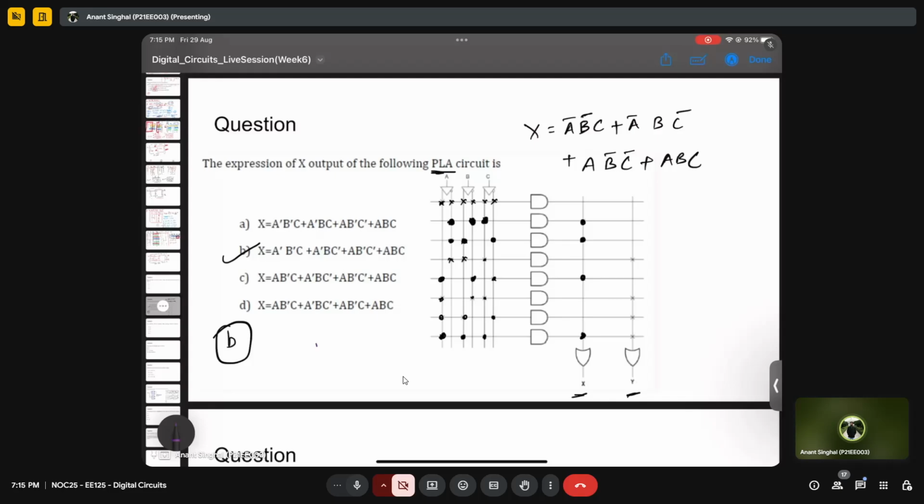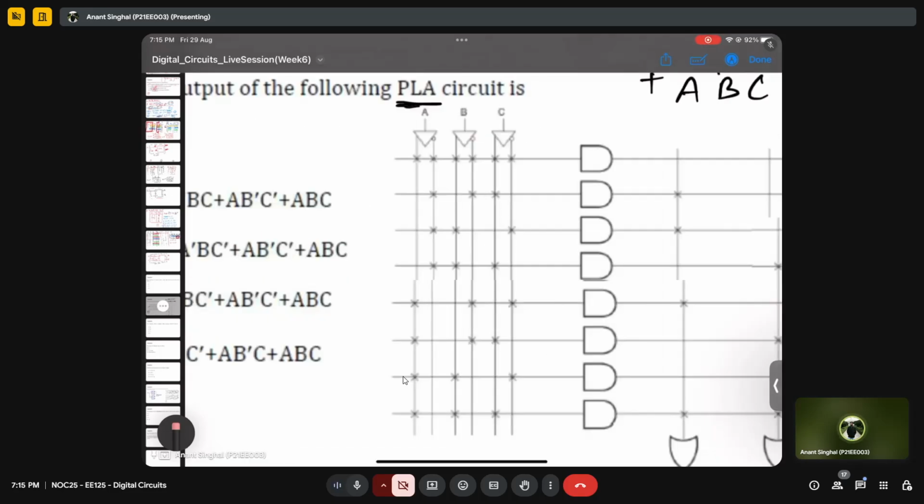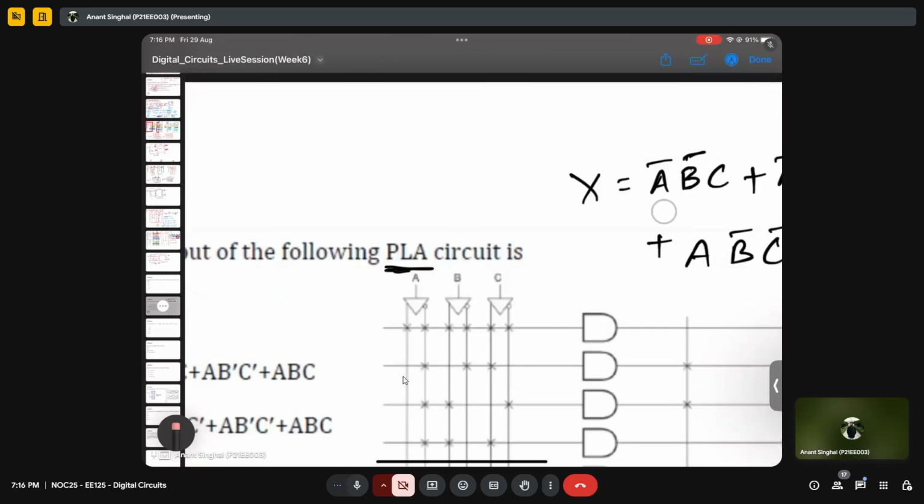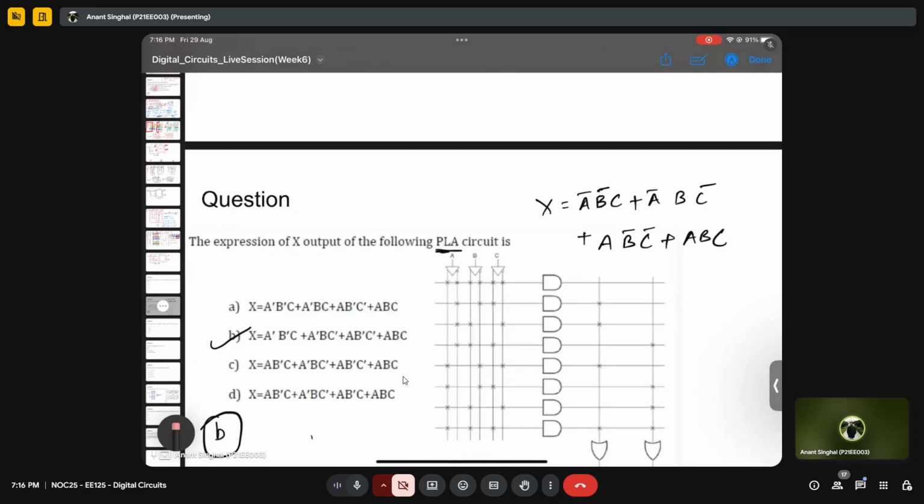Sir, this single line and the crosses mean all those inputs are taken from there, sir. Yes, yes. Every cross means all the inputs are taken. Wherever the cross is, it is actually connected there. For example, this is A bar, this is B bar, and this is C. So A bar, B bar, C is coming here and going here, X. So the first part is A bar, B bar, C, which I have written here. Similarly, you can write for all.